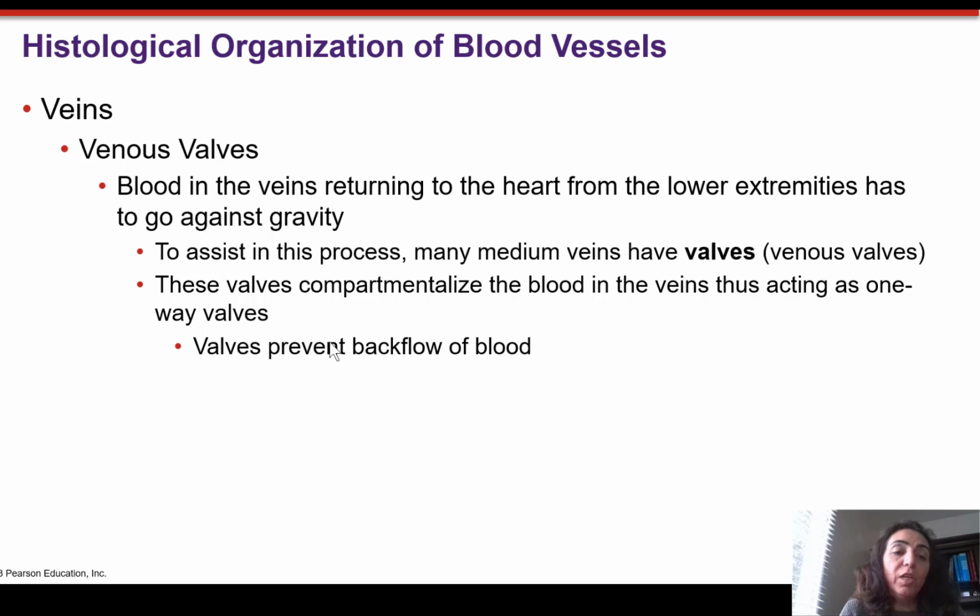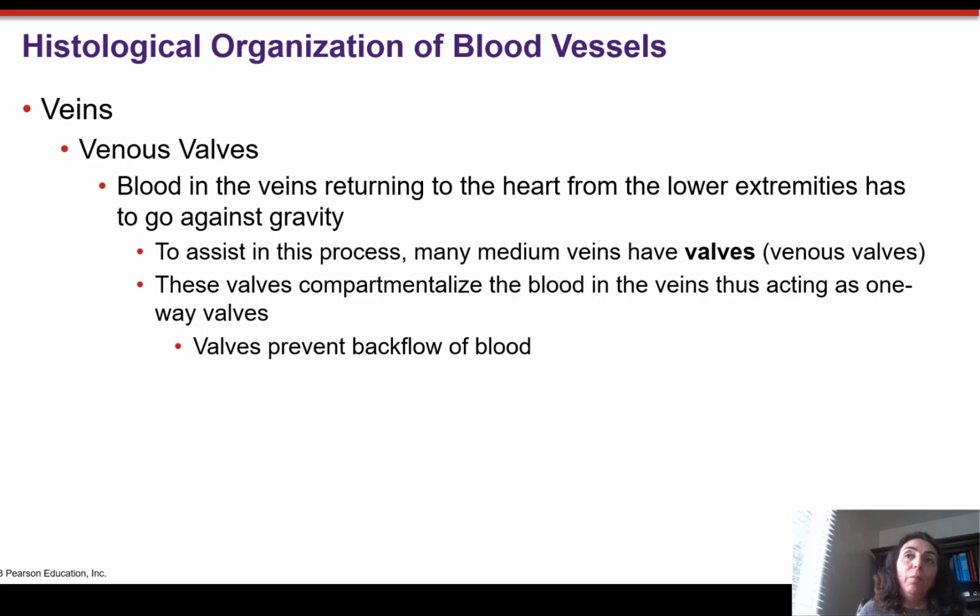After the medium-sized vein, let's talk about these valves more. Blood in the veins returning to the heart from the lower extremity has to go against gravity, as we said. To assist in this process, many medium veins have venous valves that are one-way, and pay attention that arteries do not have valves. These valves compartmentalize the blood in veins, thus acting as one-way valves.